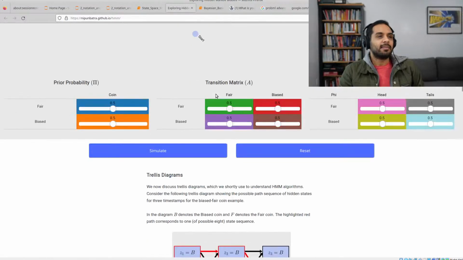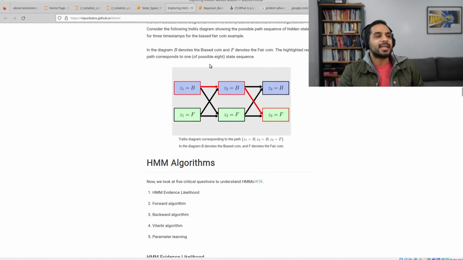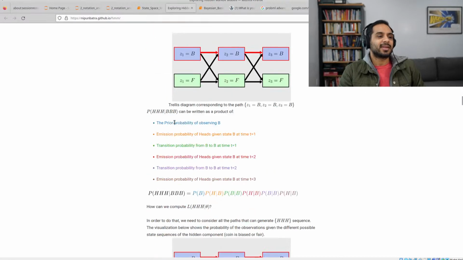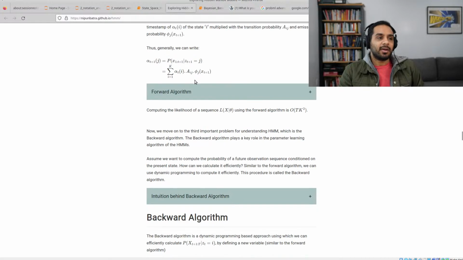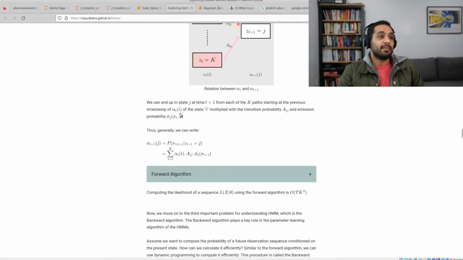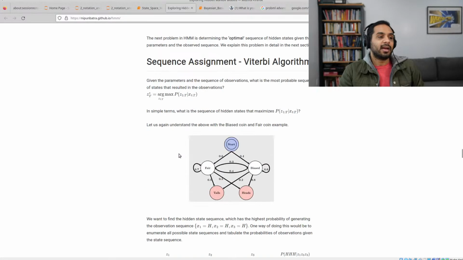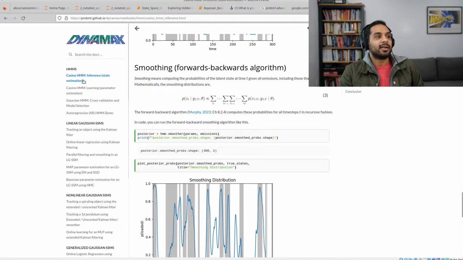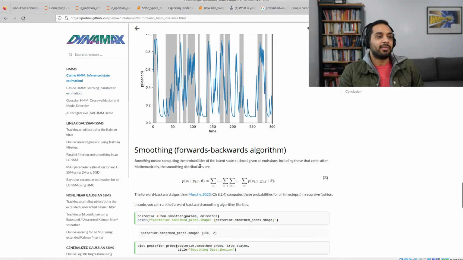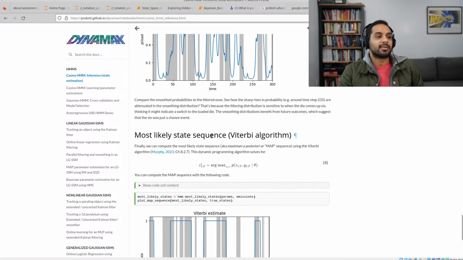I want to say it's a fairly lengthy blog post, but it has a lot of pictures and things like that, so it's not too bad to read. We really want to get through this, understand everything that's going on, and especially these forward, backward, and Viterbi algorithms. And then we're going to talk about these notebooks, and then we'll have a really good understanding of how the forward-backward algorithm works and how the most likely state algorithm works.